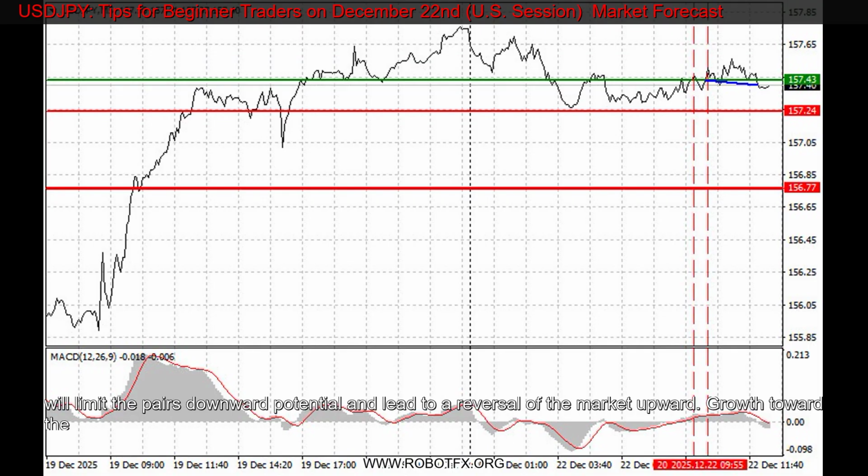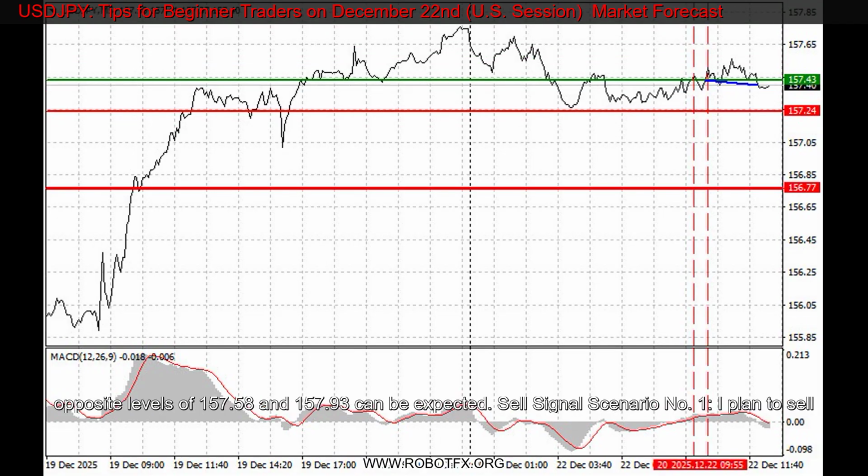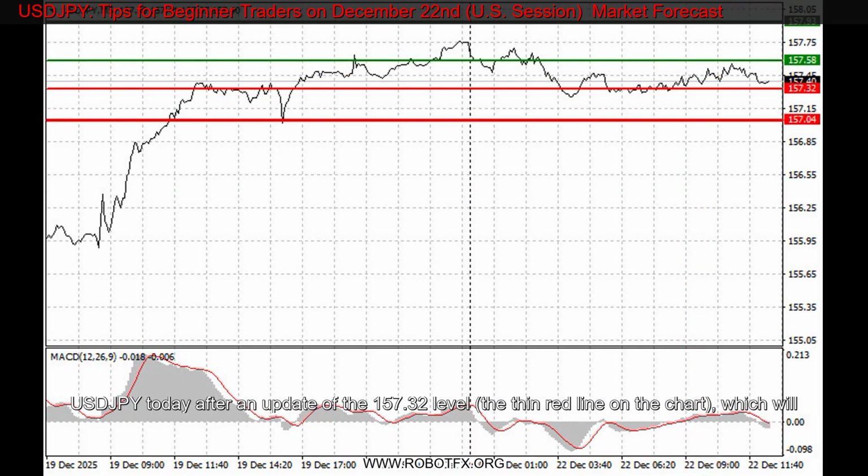Scenario No. 2. I also plan to buy USDJPY today in the event of 2 consecutive tests of the 157.32 price level at a moment when the MACD indicator is in the oversold area. This will limit the pair's downward potential and lead to a reversal of the market upward. Growth toward the opposite levels of 157.58 and 157.93 can be expected.